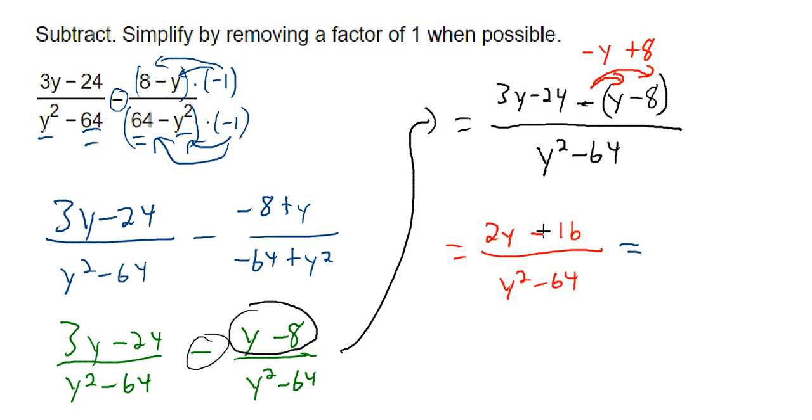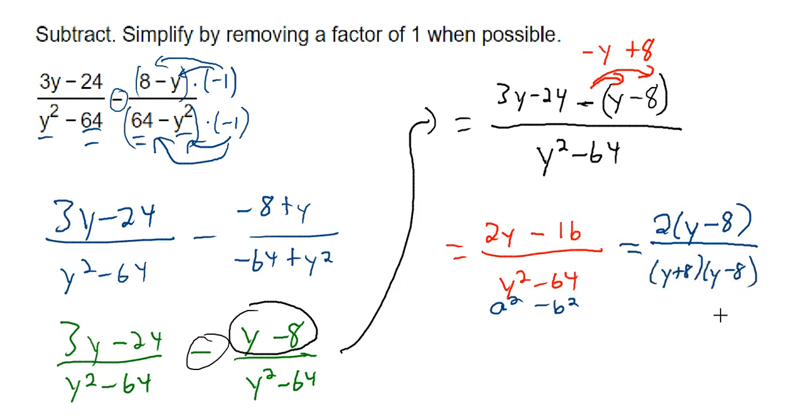So for example, the numerator, we could factor out a 2. And that's going to factor as 2 times y minus 8. On the bottom, this fits the a squared minus b squared formula again. This is going to factor as y plus 8, y minus 8. And, somewhat surprisingly, we do actually have two factors that are the same, so they'll cancel each other out.